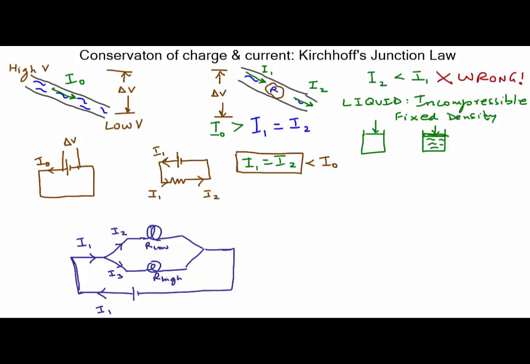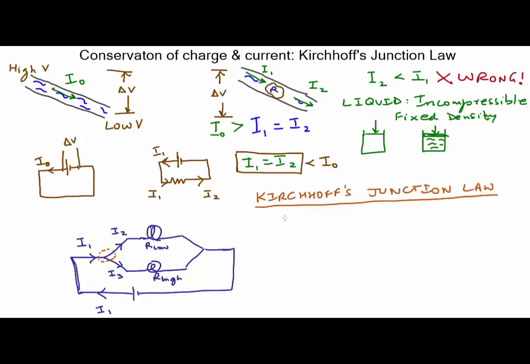We want to see what happens at this junction. How are this I1, I2, and I3 related? Well, once again, based on the conservation of charge and the conservation of current that we discussed, we can't create or destroy charges, we can't create or destroy current. So the total amount of current coming into the junction has to equal the total amount of current that's going out of the junction. That's called Kirchhoff's junction law.